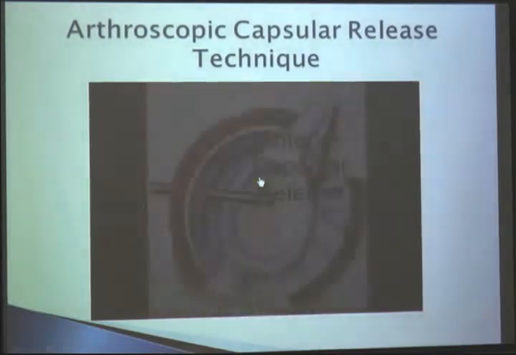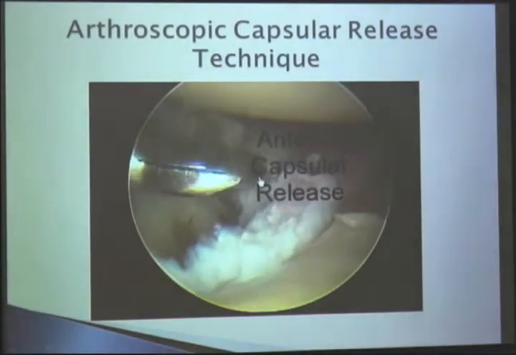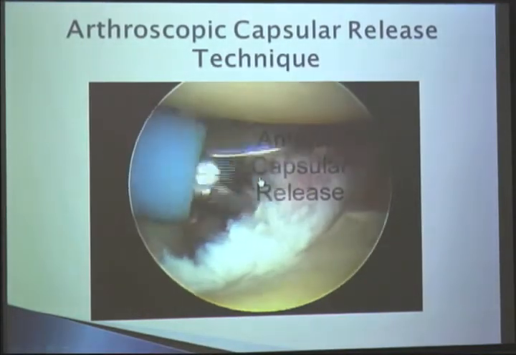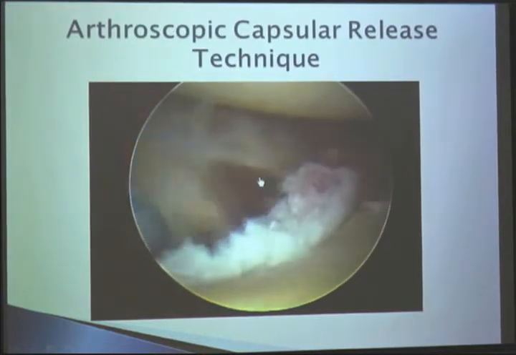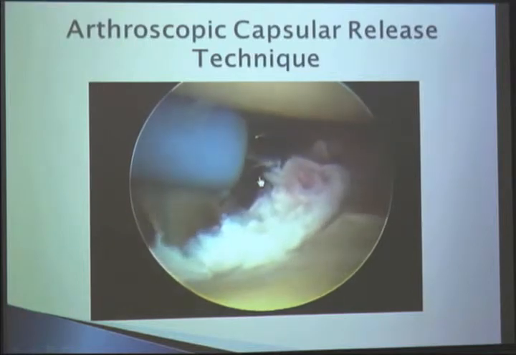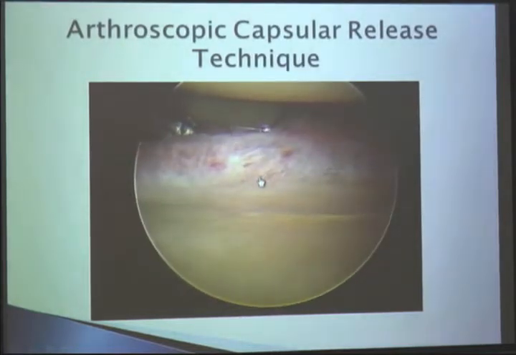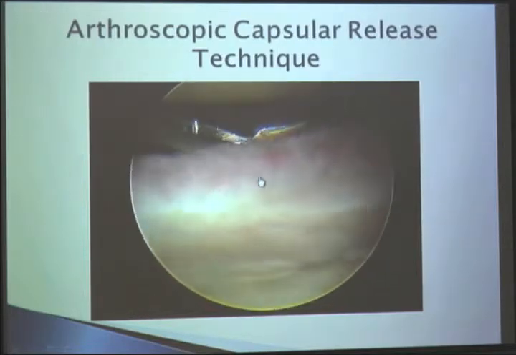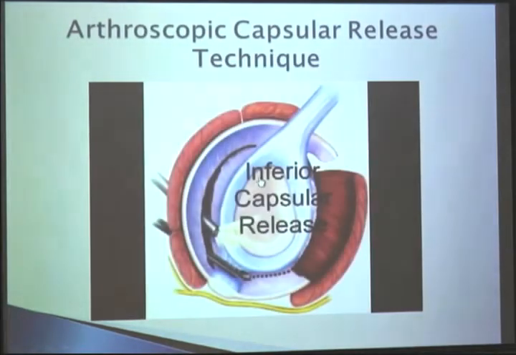And now we're going to do our capsular release. We're able to see the upper border of the subscap, and we're going to take this basket. It's just behind us. We're going to go 3-4 millimeters off the glenoid rim, and we're going to resect this capsular tissue until you can see the subscapularis directly underneath it. There's some descriptions of actually releasing the subscap, which I don't really advocate or understand.